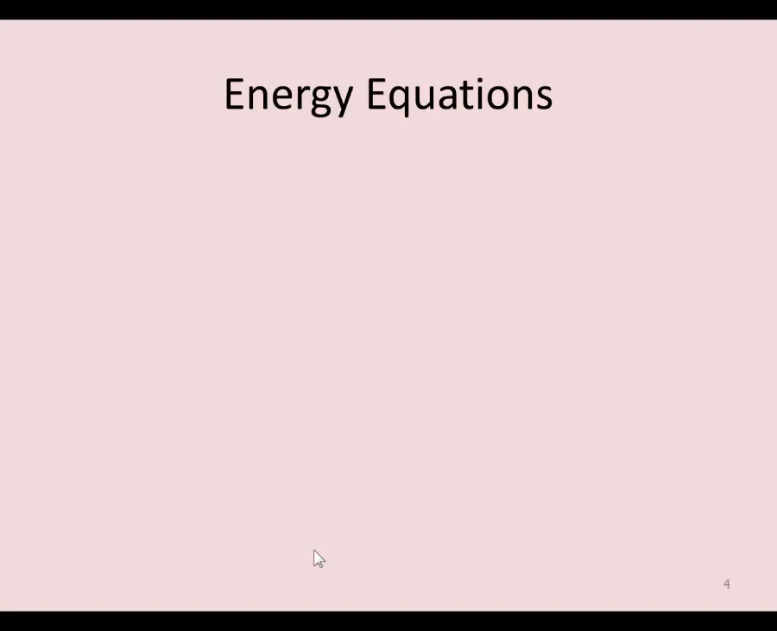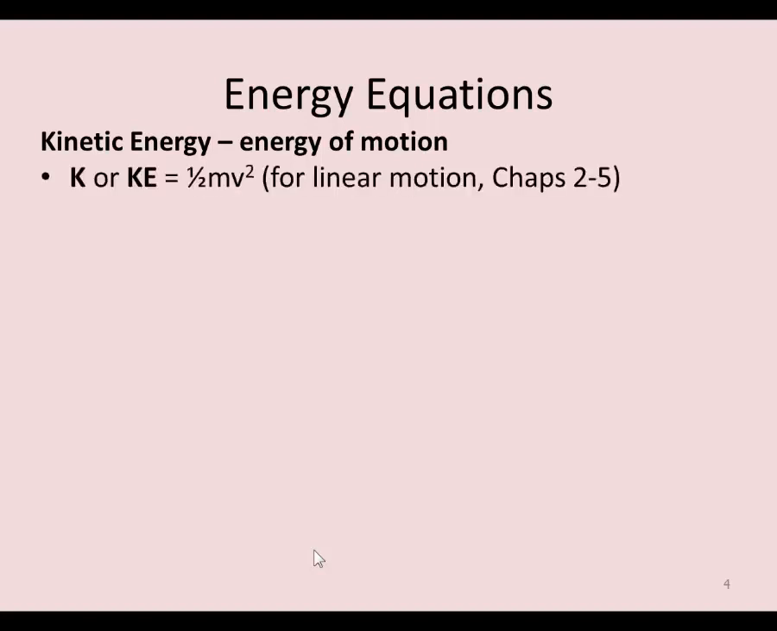First of all, for kinetic energy, which is energy of motion, we use a variable once again, K or KE, and it equals 1/2 mv squared. And this is for linear motion. This could be velocity in your x, y, or z direction. You could calculate the energy in any one of those directions using this formula.